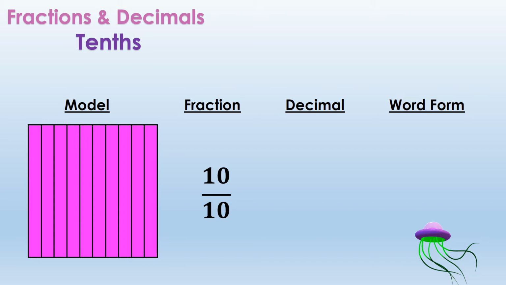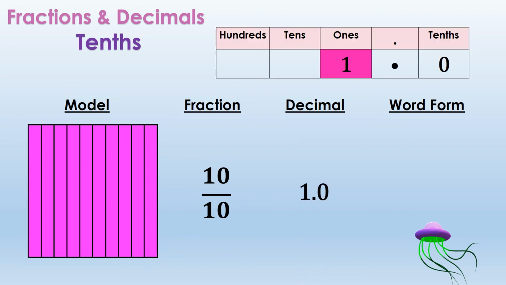10/10 as a decimal. This is where it's going to look a little different. I notice now that in my model, I have one whole shaded. This is like saying if I had 10 dimes. I'm going to switch this a little differently. I cannot write a 10 in my tenths place value. So I have to bump that one whole into my ones place value because now I have one whole.